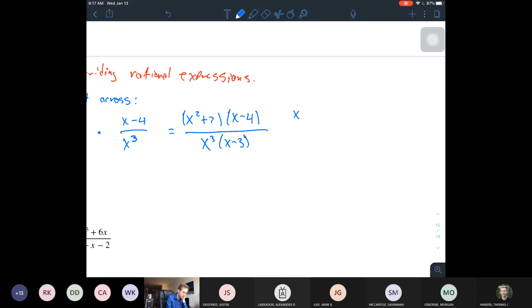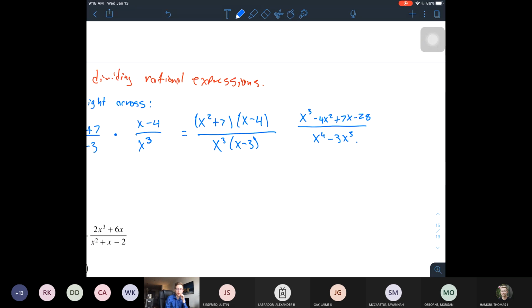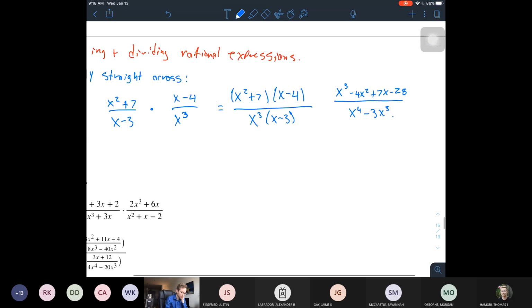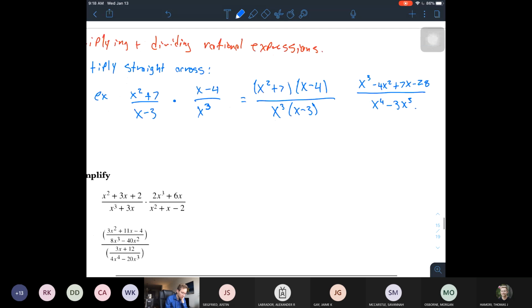In our case, we're going to get x cubed minus 4x squared plus 7x minus 28, all divided by x to the 4th minus 3x cubed. Okay, so that's how we're going to multiply rational expressions.